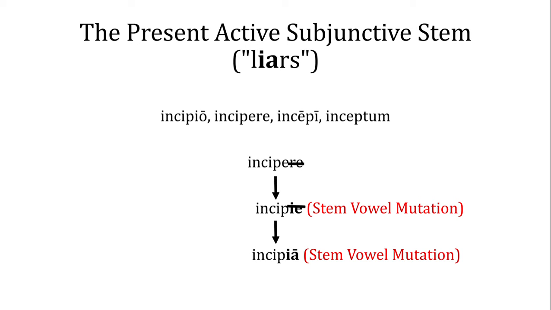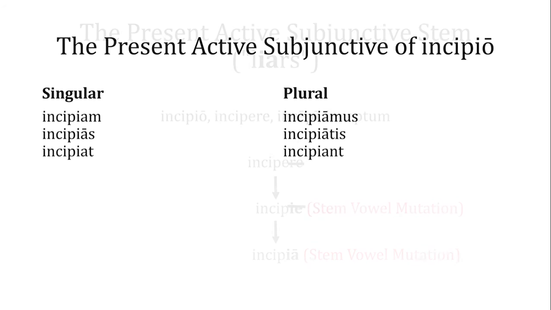Right? So here we have incipio, incipere, incepi, inceptum. We take again the second principal part and we drop that. We have that stem vowel mutation to IE. It would be incipe, but we're going to change that to IE. And then we have a further stem vowel mutation for the subjunctive to IA. So IA becomes attached to incip, which is our verb to begin, incipia. All right, and so now we'll see how that looks for the subjunctive. And there it is, incipiam. Incipias, incipiat, incipiamus, incipiatis, incipiant.